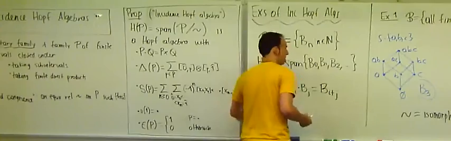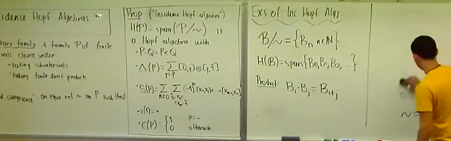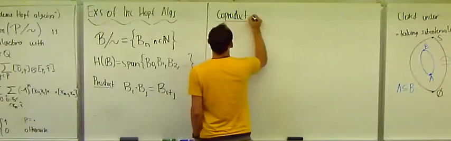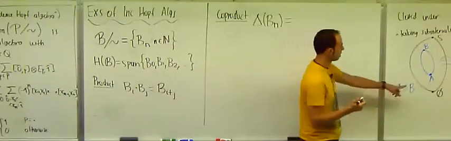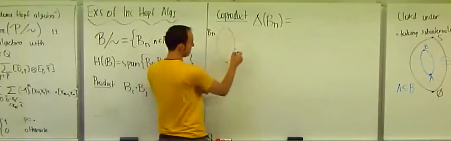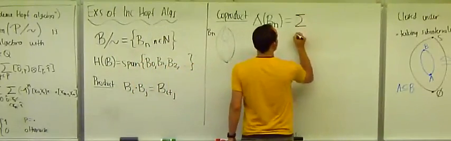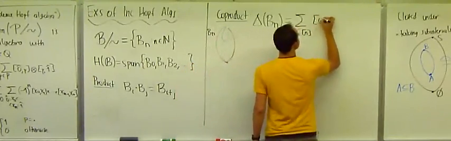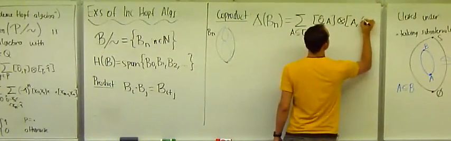Let's go over there. Let's not try to squeeze it in here. The coproduct: we have the Boolean algebra B_n, and we need to sum over all elements of the poset, all subsets A of the set from 1 up to n, of the interval [0, A] tensor the interval [A, 1].